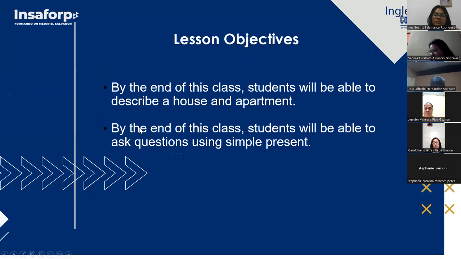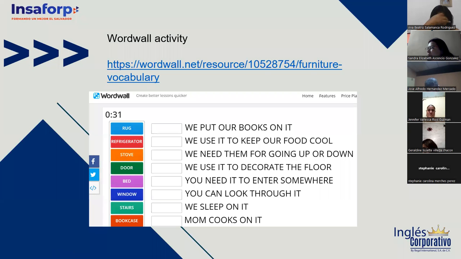Good. So the objective for this lesson, at the end of this class, the student will be able to describe a house and apartment. Okay, you will be able to describe what you have in your house. Also, you will be able to ask questions using simple present. That is the grammar tense that we have been studying before, the previous week. La semana pasada estuvimos estudiando eso. So today also we're going to ask questions to our classmates using that tense, that grammar point.